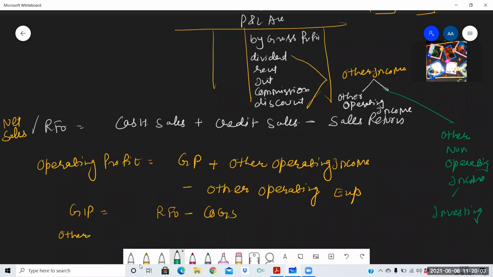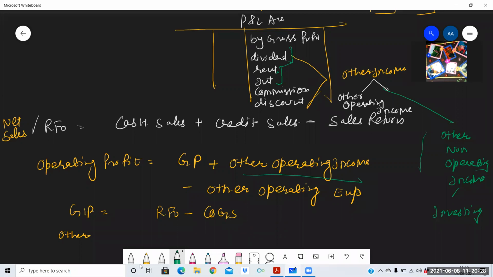For example, rent. Rent received is a side income because we must have invested some amount in a building and we have rented it out. That's why we are getting rent. Rent received, interest received, and dividend received. These three are examples of other non-operating income. So we need not consider these. We have to consider only the other operating income.